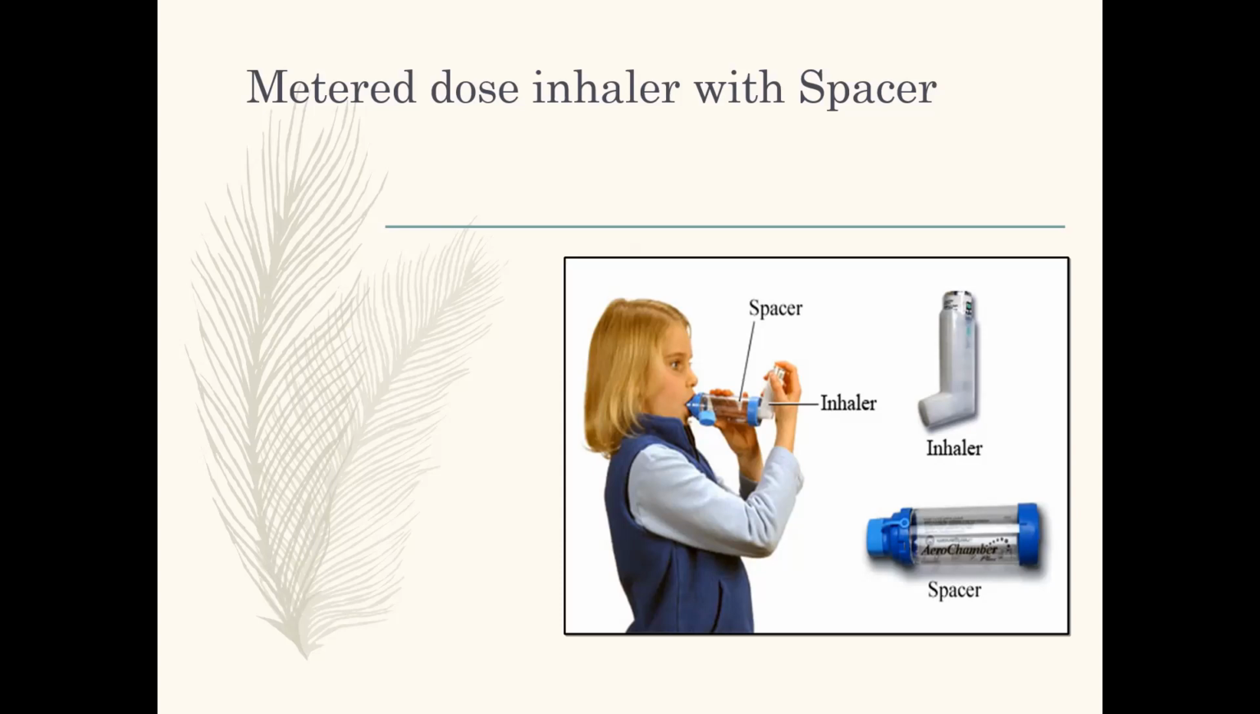If the client's going to use a spacer, what they need to do is take the metered dose inhaler and it goes at the opposite end of the spacer mouthpiece. So mouthpiece is on one side, opposite end is where the inhaler goes in. They need to place the mouthpiece in their mouth with the teeth around the mouthpiece and seal it with their lips. They can breathe normal through the spacer. They're breathing in normal in and out through the spacer.